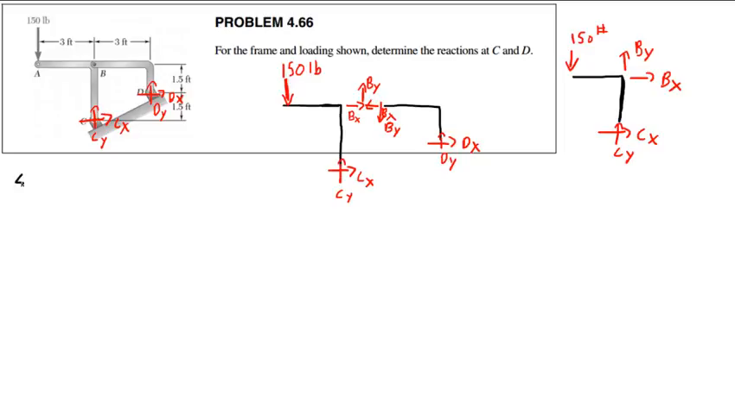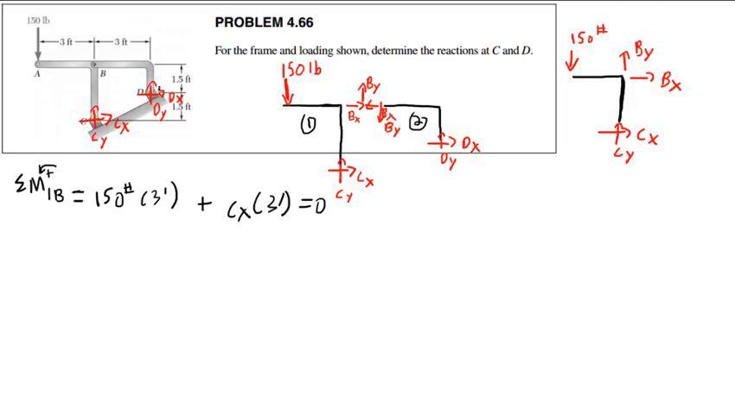So I'm going to do a sum of moments. For clarity, I might call this object 1 and this one object 2. And I'll just do object 1 about point B. So I'm going to have 150 pounds, a positive moment times 3 feet, plus CX times 3 feet equals 0. The perpendicular distance from each of these is 3 feet. So CX, if you solve for that, must be equal to negative 150 pounds, or 150 pounds to the left. So we have the first reaction. We have this one.